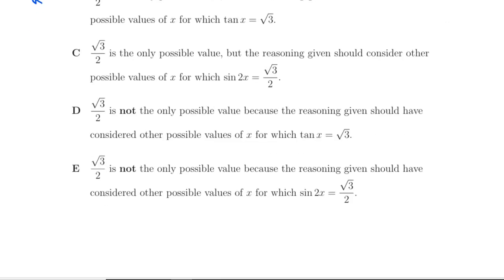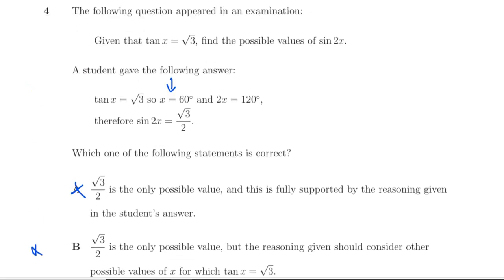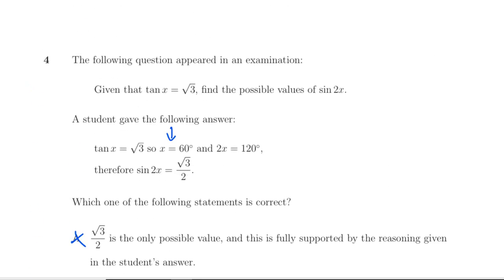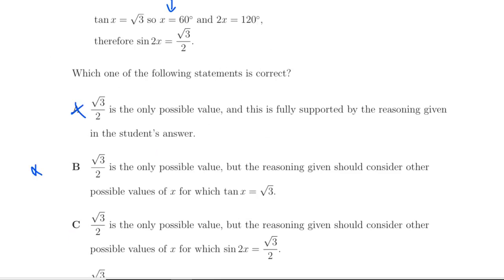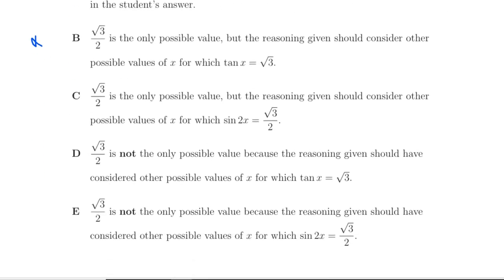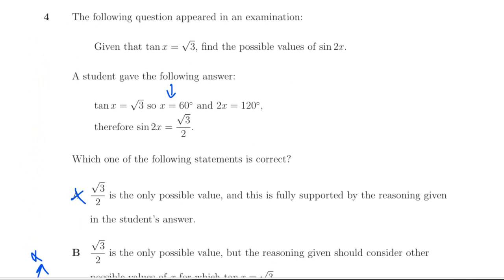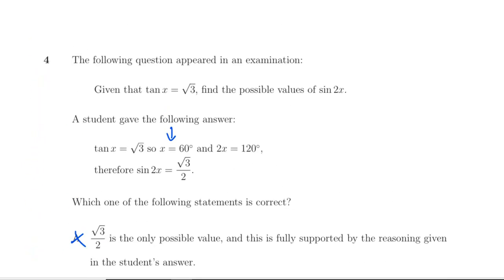Oh, should we be looking at possible values of x for which sine 2x is root 3 over 2? But we want the possible values of sine 2x, so we don't really care about that. We're not looking at x, we're looking at sine 2x, so we don't care about those. And D is the counterpart to B. As to whether root 3 over 2 is the only possible value, right? So how are we going to determine that?